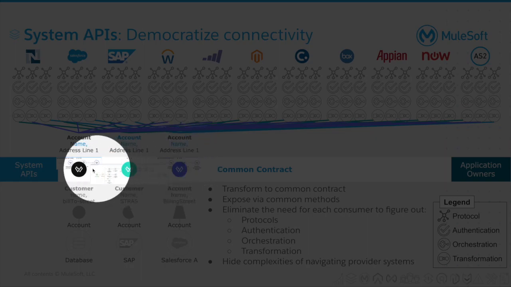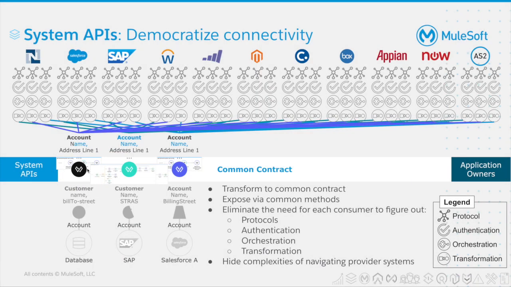Also in this tier, we're doing all of the orchestration necessary to expose the account information to that common contract. You may be calling three different BAPIs in SAP to get that information, or four different APIs in Salesforce to get account information, or five different tables in my database.